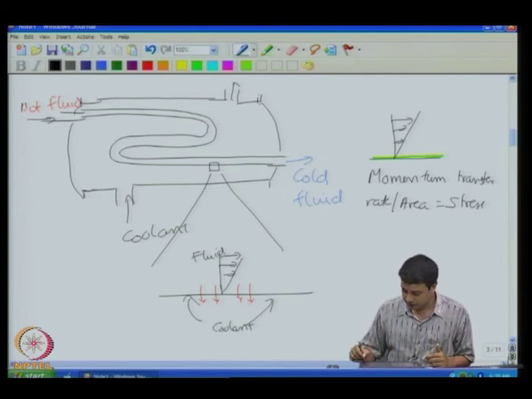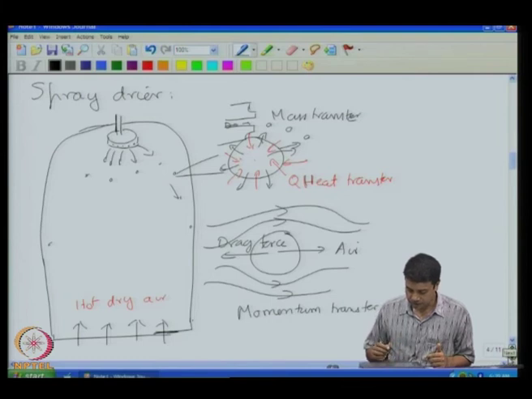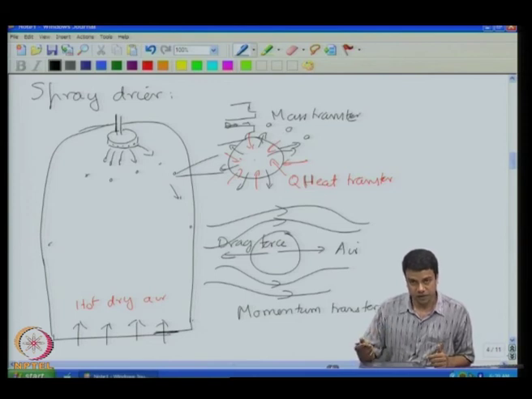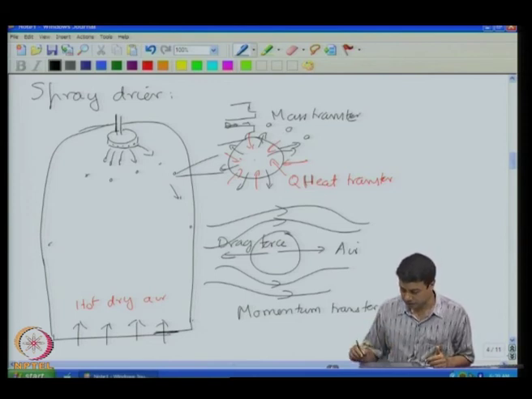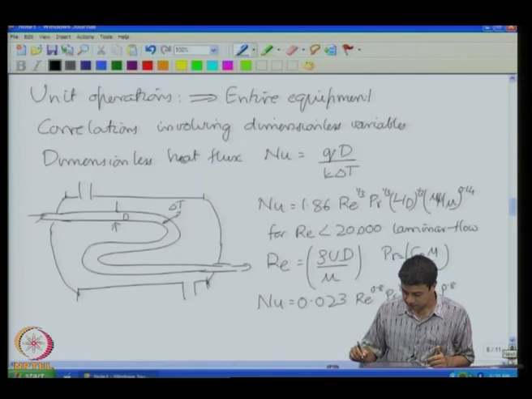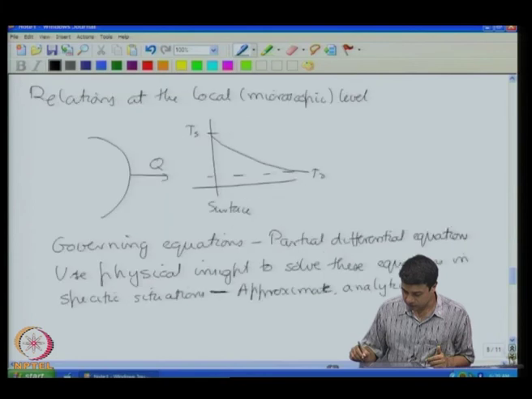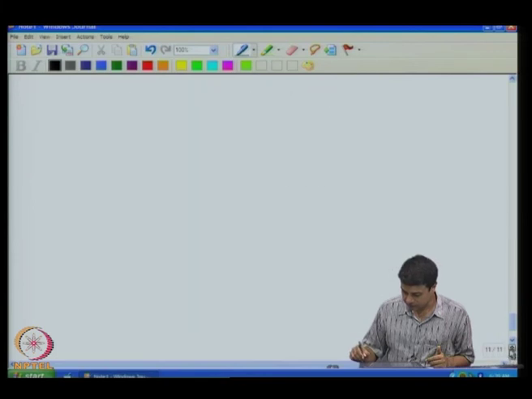And the same thing in the droplet drying problem. Ultimately, one has to have transfer perpendicular to this droplet, either to transfer heat in or to transfer mass out. And that ultimately has to happen due to diffusion. So these are the two important mechanisms whose balance will determine the transport processes.